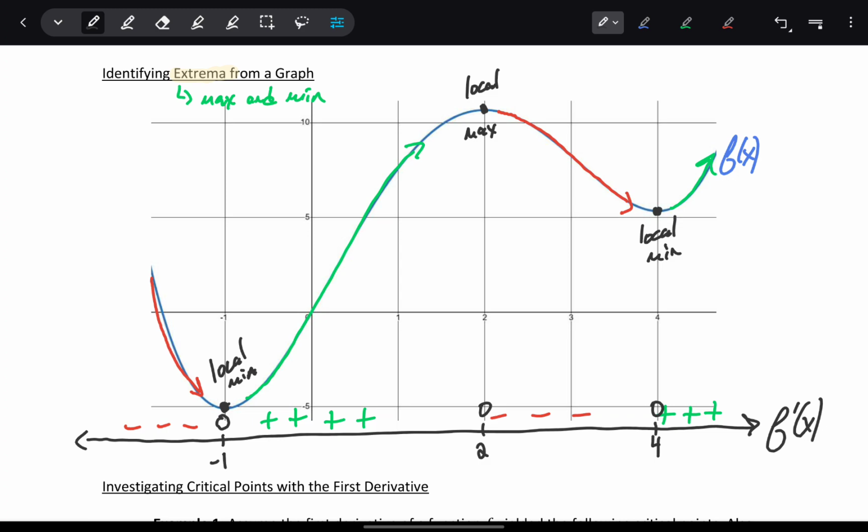And what's happening with our first derivative function is that the sign of that first derivative is changing at those points. Either it's changing from negative to positive, or it's changing from positive to negative. Wherever we see the sign of the first derivative change, that's going to correspond to either a local maximum or a local minimum. And then we just have to think about the behavior. Is it changing from decreasing to increasing or increasing to decreasing?